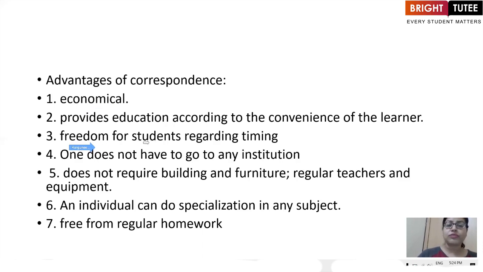Third, there is freedom for students regarding timing. As per their comfort, they can manage their schedule. They can plan that today I will cover this much of the chapter, and tomorrow I will cover this much. So there is flexibility and freedom in terms of timing as well. One does not have to go to any institution. Yes, you enroll yourself in a formal agency of education, but you do not have to go there daily. It does not require buildings or furniture. Regular teachers are not needed, and even equipment is not needed.